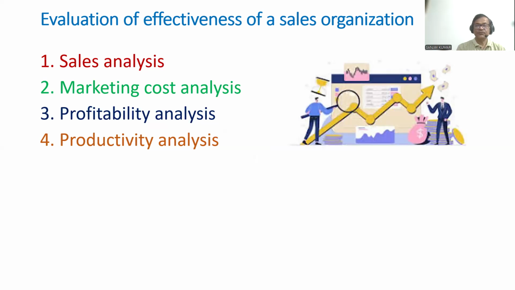It should give good sales. It should have least cost and very high profitability, high productivity. So, what are those? Sales analysis, marketing cost analysis, profitability analysis, and productivity analysis. Sales means what? High turnover, high sales revenue. If it is not there, why? That analysis is required. Then marketing cost analysis is what?